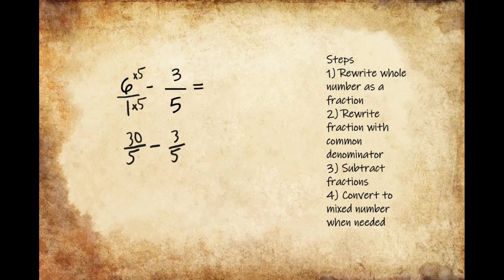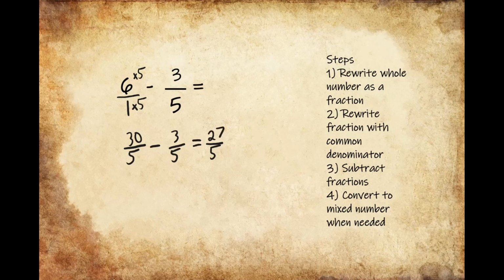So now that we have a common denominator here, we can actually go ahead and start subtracting this fraction here. And we know that whenever we're subtracting a fraction with the same denominator, the denominator's value is not going to change in the answer, it's still going to be 5. So now we're going to go ahead and subtract our numerators. And we know that 30 minus 3 gives us 27, giving us an answer of 27 over 5.